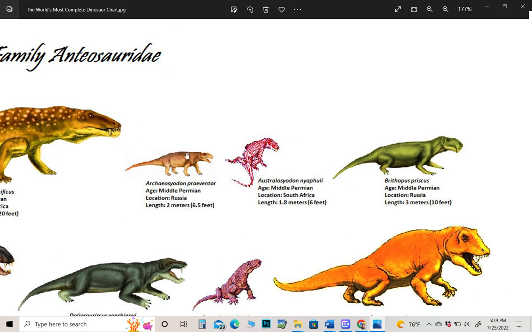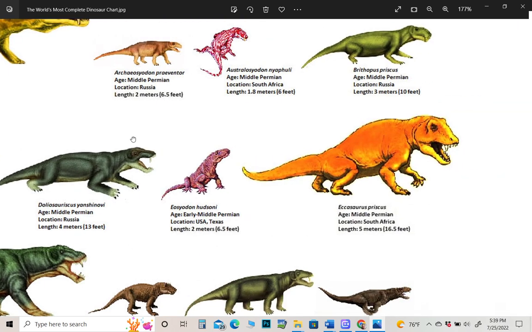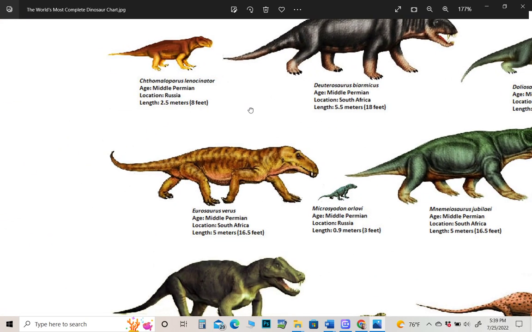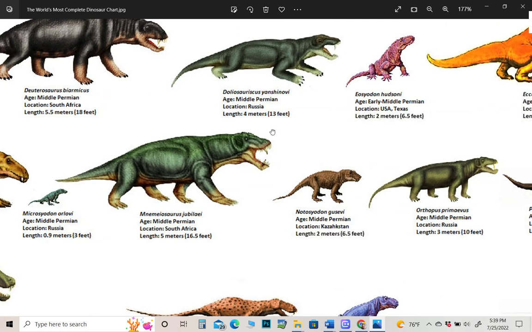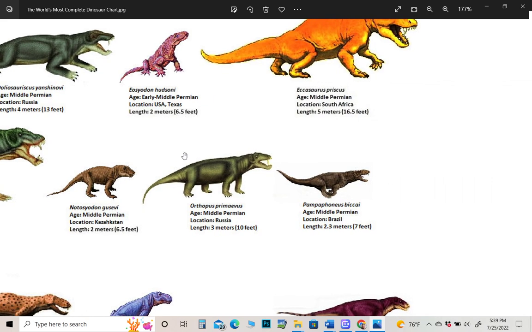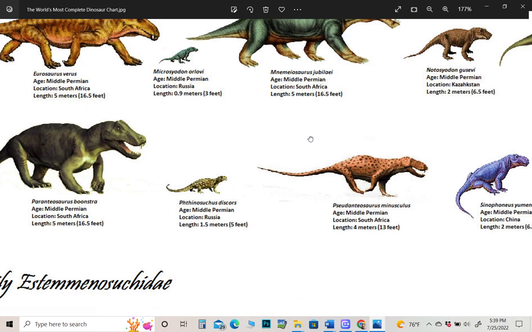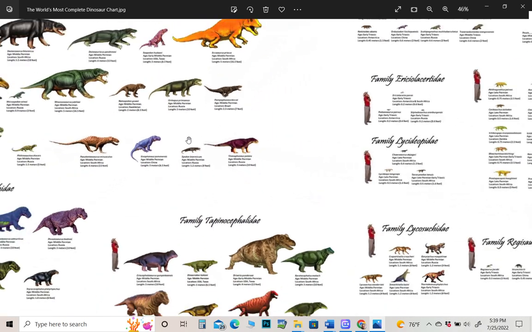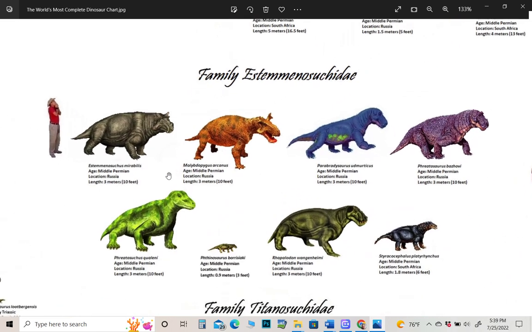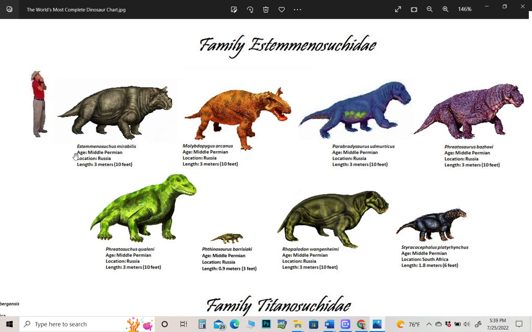Archaeocylodon, Australocylodon, Brithopus, Cthomeloporus, Deuterosaurus, Doliosauriscus, Eocylodon, Echosaurus, Eurosaurus, Microcylodon, Menemiosaurus, Nodocyodon, Orthopus, Pompoponius, Perantiosaurus, Pithinosuchus, Pseudantiosaurus, Cynophonius, Cyodon, and Titanophonius. And the Estimanosuchids. Estimanosuchus, this is kind of cool. It has like antlers growing on it, like stubs of antlers.